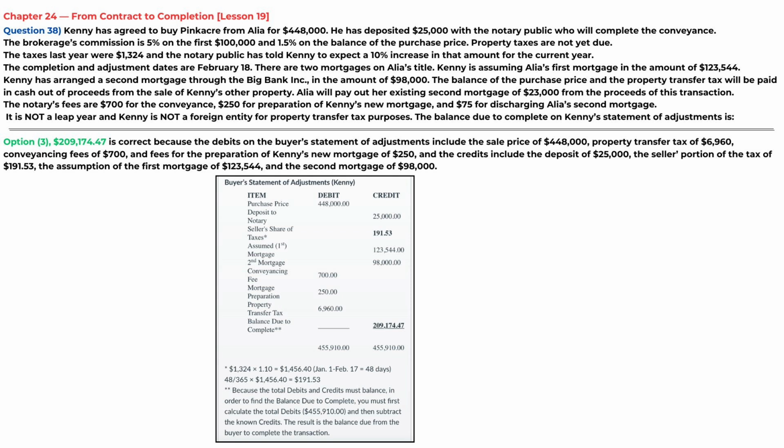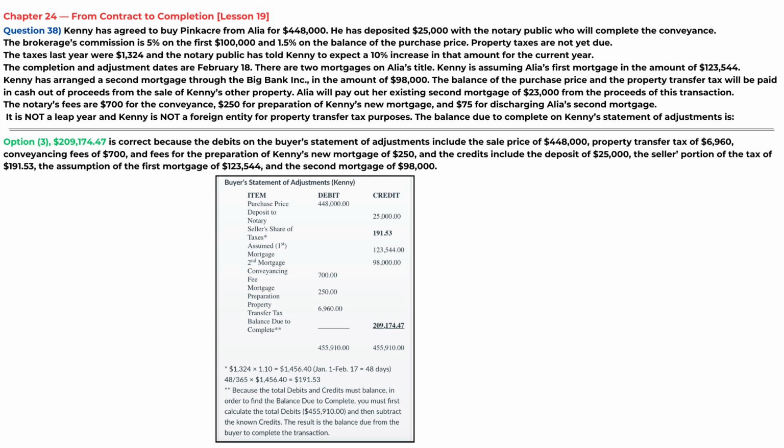$209,174.47, is correct because the debits on the buyer's statement of adjustments include the sale price of $448,000, property transfer tax of $6,960, conveyancing fees of $700, and fees for the preparation of Kenny's new mortgage of $250, and the credits include the deposit of $25,000, the seller portion of the tax of $191.53, the assumption of the first mortgage of $123,544, and the second mortgage of $98,000.